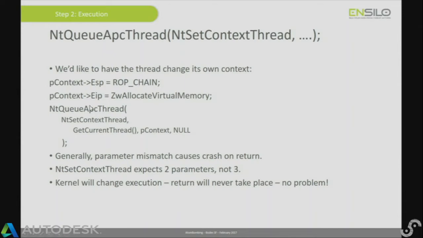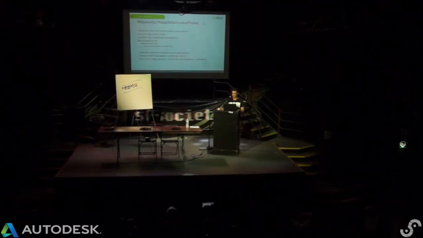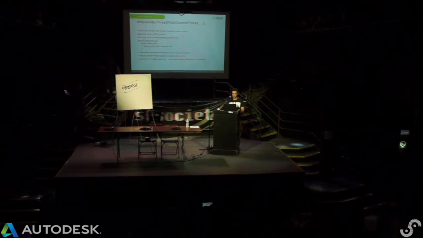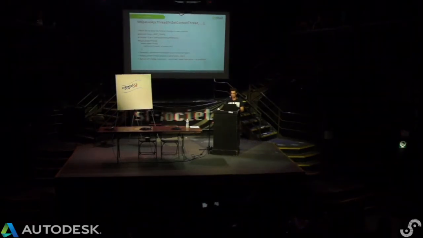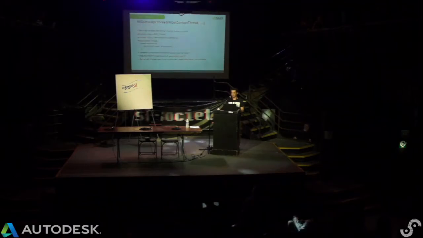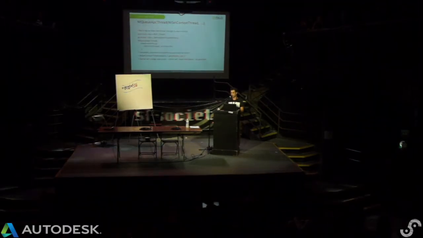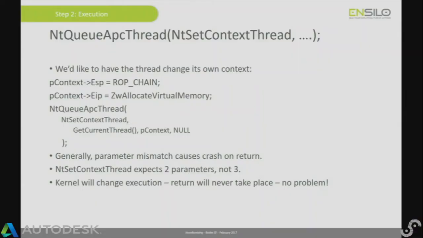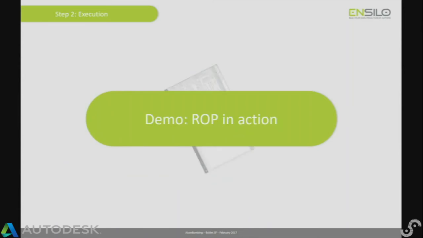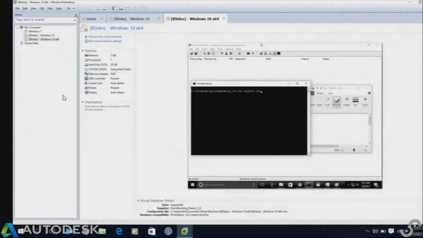Now the only problem here is that generally speaking, a parameter mismatch causes a crash on return, and NtSetContextThread expects 2 parameters and not 3. And so in theory, this should lead to a crash. However, in this specific scenario, once the execution gets passed onto the kernel, the return will never take place, because the execution is diverted from the normal execution flow to our new context that we passed in this pointer right here. So there will never be a return, and so there will never be a crash, and so we don't really have a problem here. So let's take a look at the ROP chain in action.